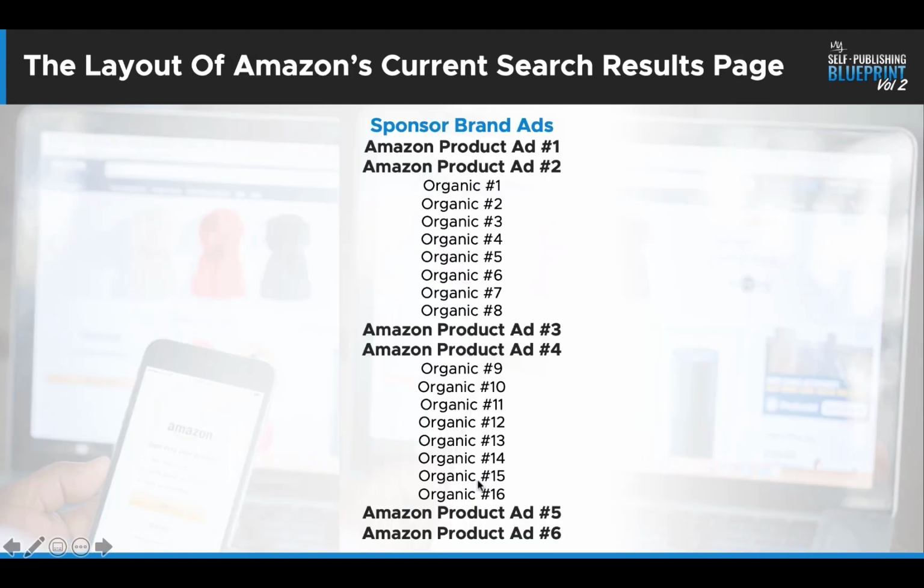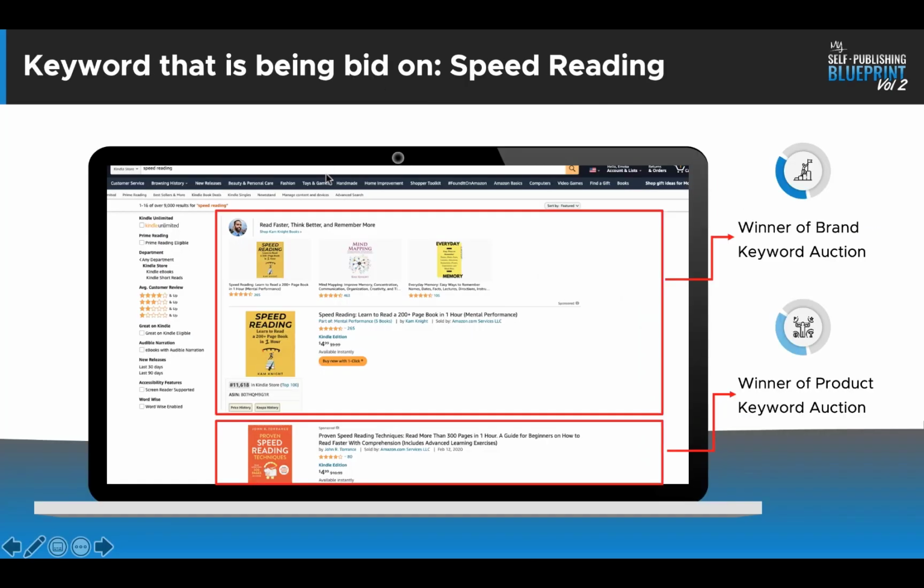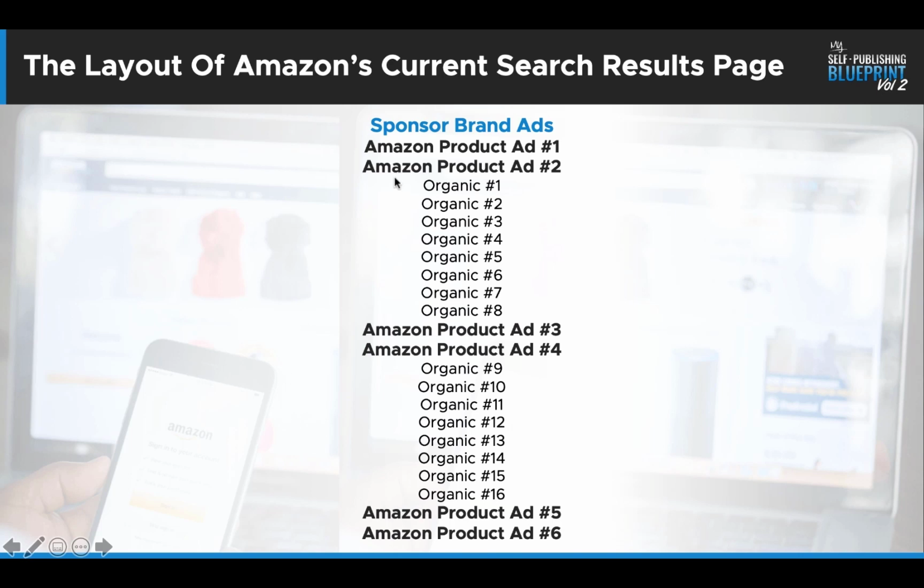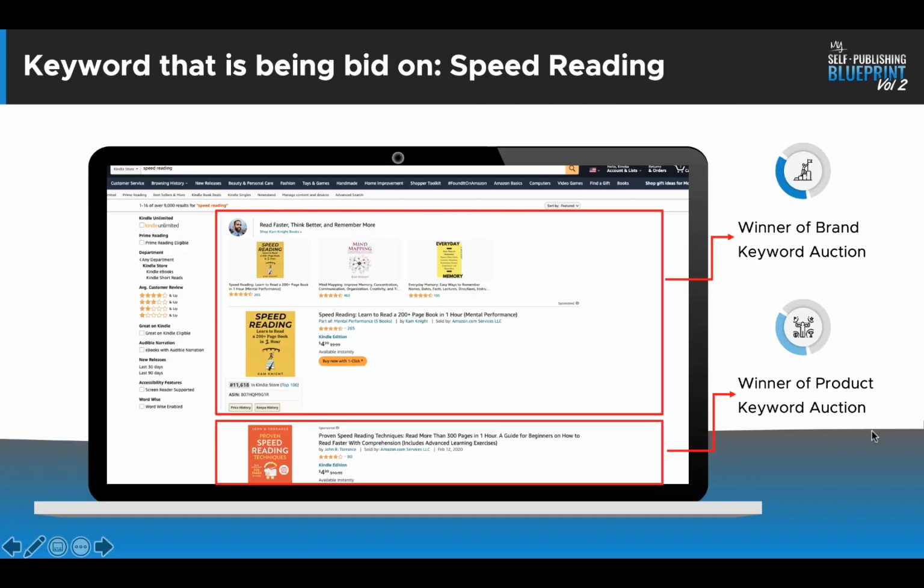Now, this is the layout of Amazon's current search results page. I've taken this page and laid it out to show you how it looks. So we have 16 organic products, followed by a number of ads and sponsored brand ads. The sponsored brand ad you see at the top in blue is this one right here, and then below it you have the Amazon product ad. The product ad is this one, and right below that there'd be one more product ad, which would have come in number 2 for the keyword speed reading in terms of the bid.